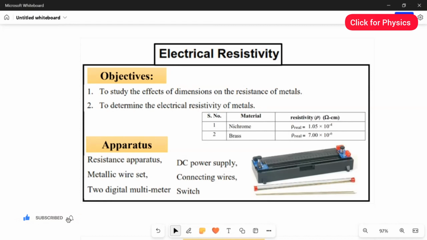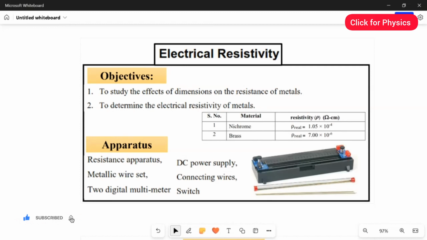In this experiment, we are going to use two different metallic wires. The first one is nichrome wire and the second one is brass wire. And here we are going to find their respective electrical resistivity values.